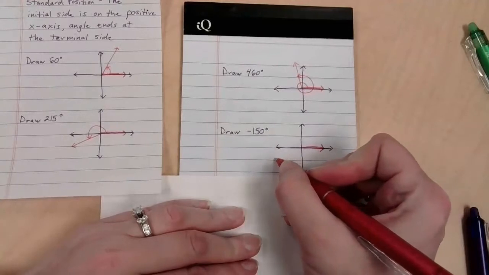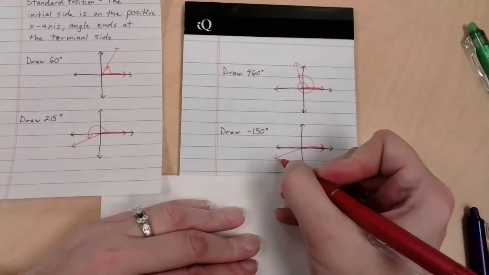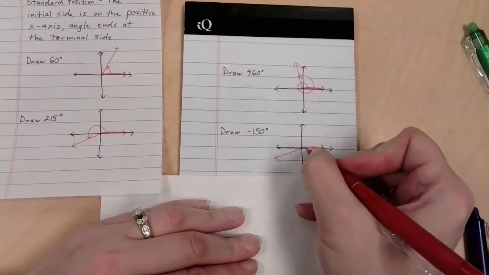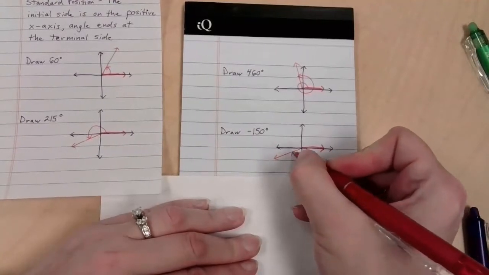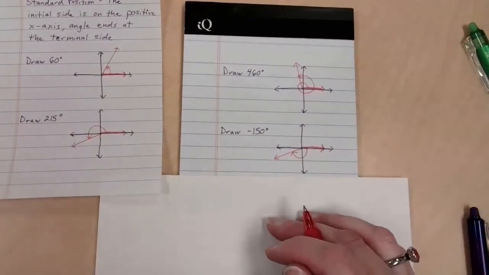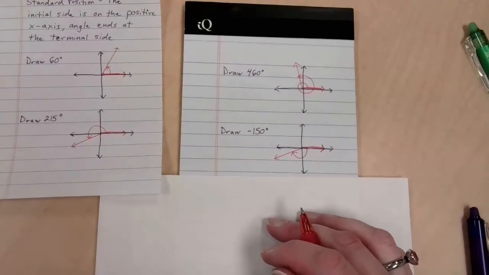30 degrees, about there-ish, something like that. And we went down instead of up. Ladies and gentlemen, that is what a negative 150-degree angle looks like. It's all about direction. Okay?